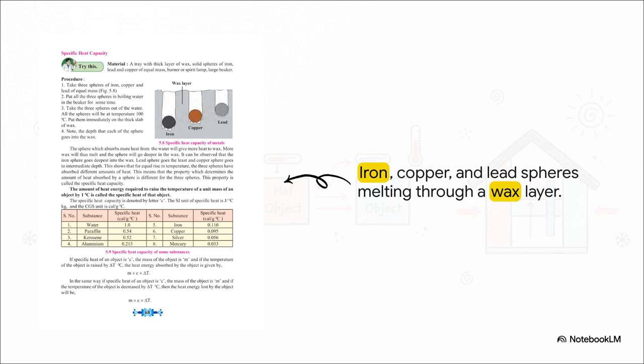Now pay close attention to what happens here. The iron sphere melts the deepest into the wax. Copper goes to an intermediate depth, and the lead sphere sinks the least. So why does this happen? Well, even though they were all at 100 degrees initially, the iron sphere actually absorbed more heat energy from the boiling water. And because it held more heat, it had more heat to transfer to melt the wax.